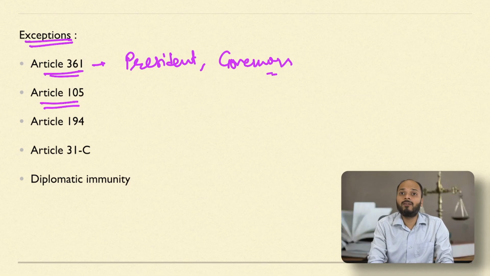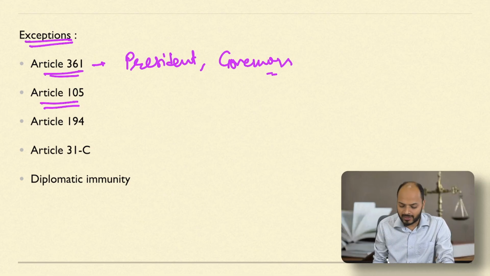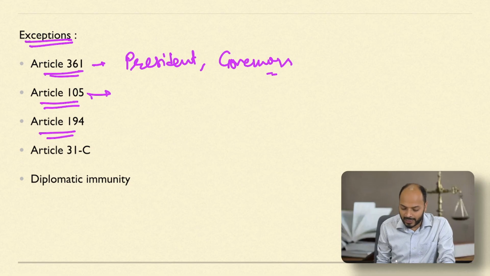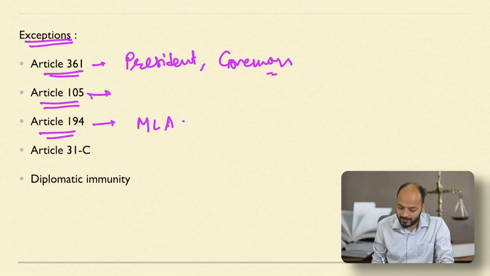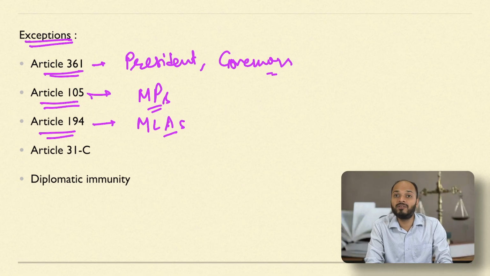Article 105, if you remember, is about privileges given to MPs of Parliament. Meaning, for example, on a particular bill or issue, whatever speech has been given by an MP in Parliament or whatever vote has been given by an MP in Parliament, that cannot be questioned in any court of law. Similarly, under Article 194, the same privileges have been given to MLAs, members of legislative assemblies. Whatever they speak, even though that speech might violate some other laws, because they have given that speech in the legislature, that cannot be questioned in any court of law.